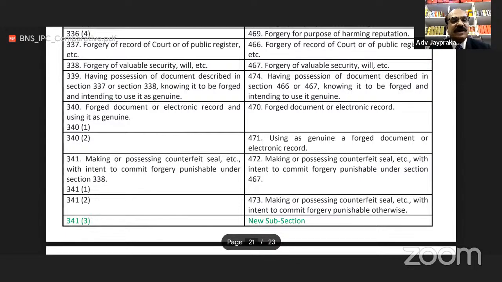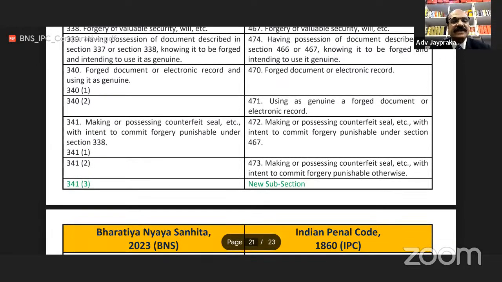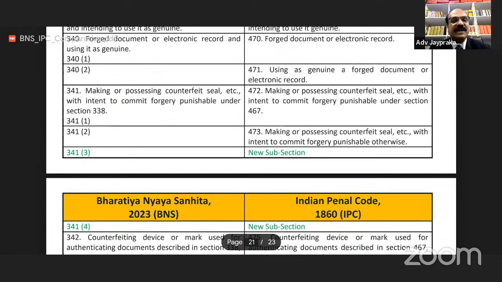BNS section 340(2), using as genuine a forged document or electronic record; its corresponding section was IPC 471. BNS section 341, making or possessing counterfeit seal, etc., with intent to commit forgery punishable under section 338; its corresponding section was in IPC 472.